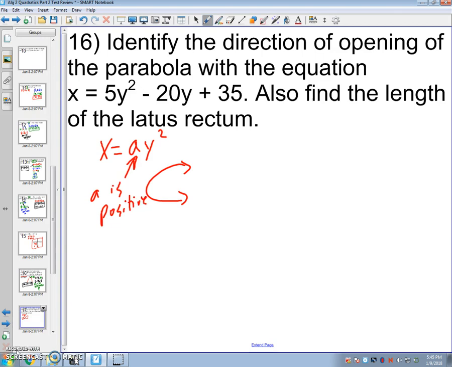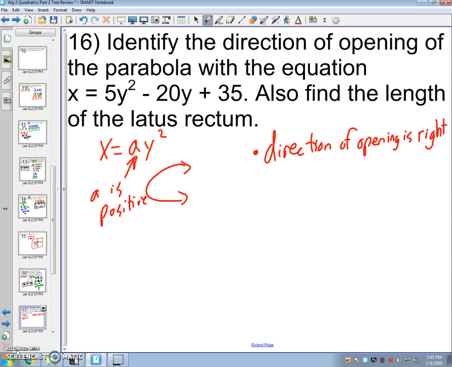So how do I write this? I'll write direction of opening is right, because it's going right. All right, so first one done.